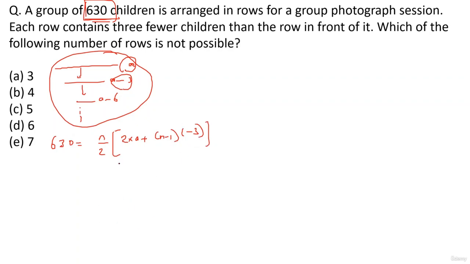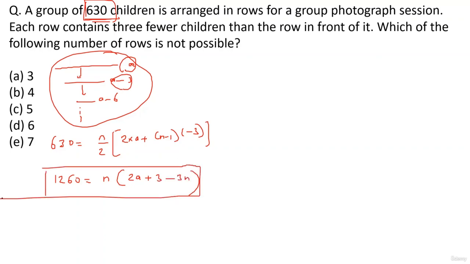Okay, so this 2 on the left hand side, I have 1260 is equal to n into 2a plus 3 minus 3n. Okay, now once you get this equation, guys, what you could do next is, since I have two unknowns, you can plug in the values of the number of rows from the options and check which number of rows does not give you an integral value of a.